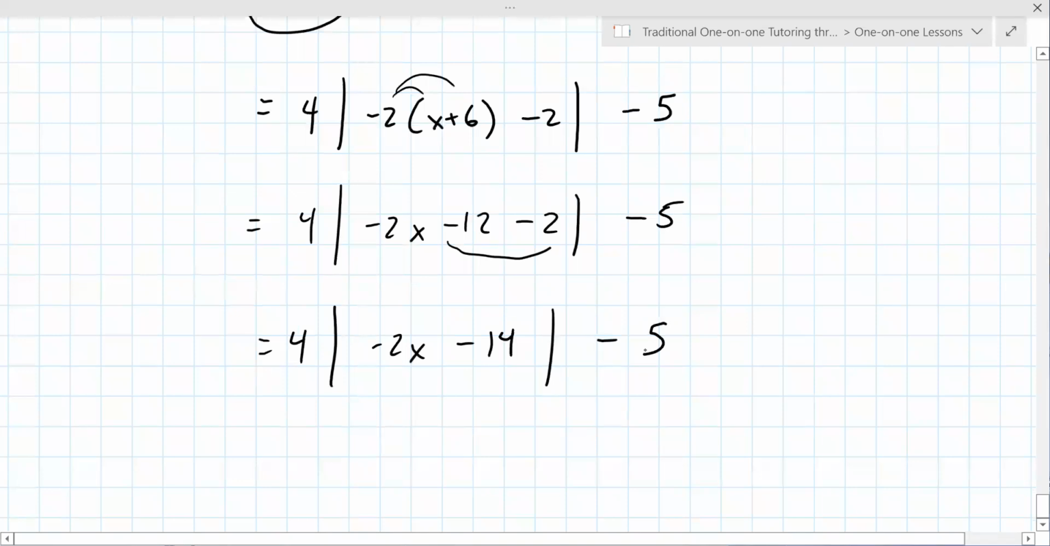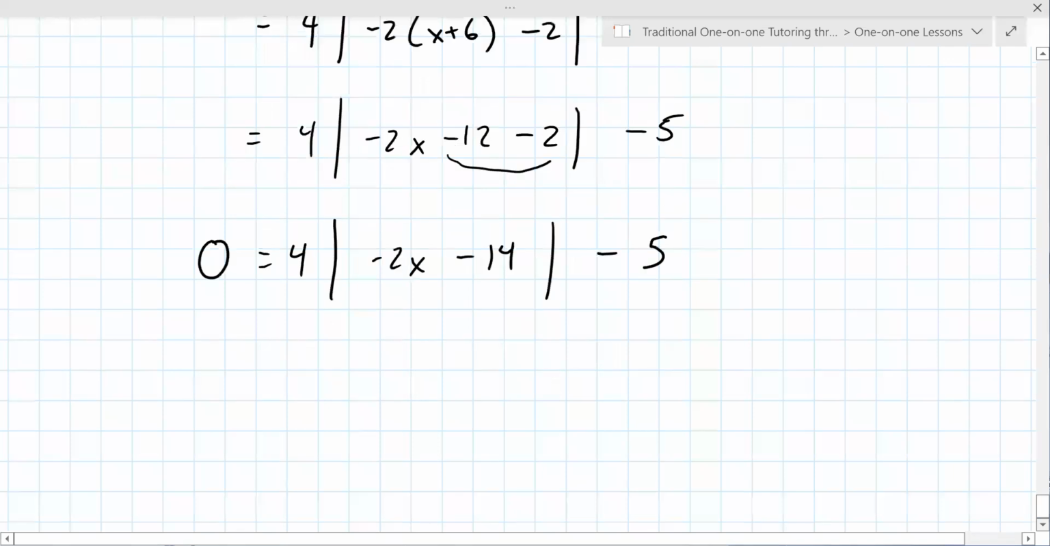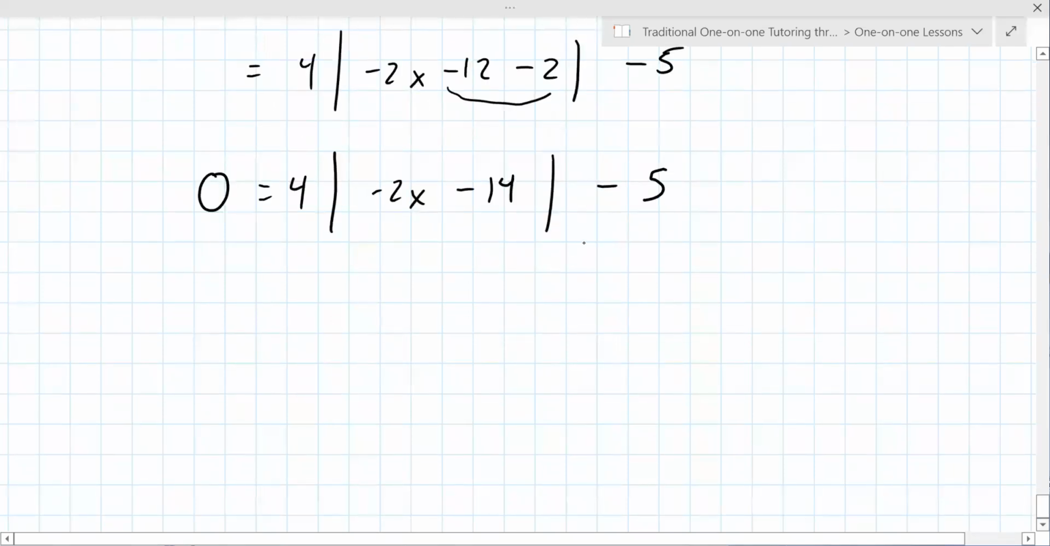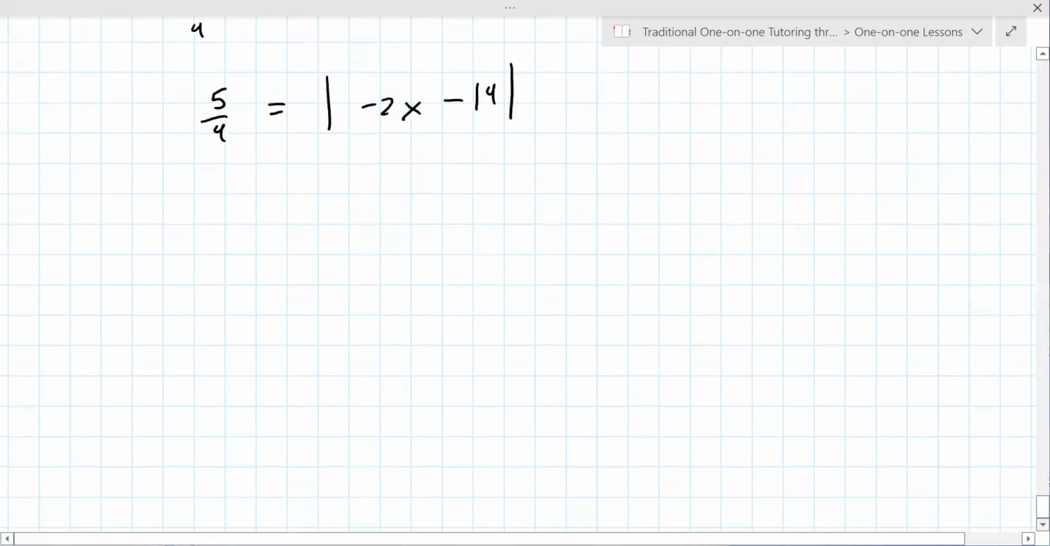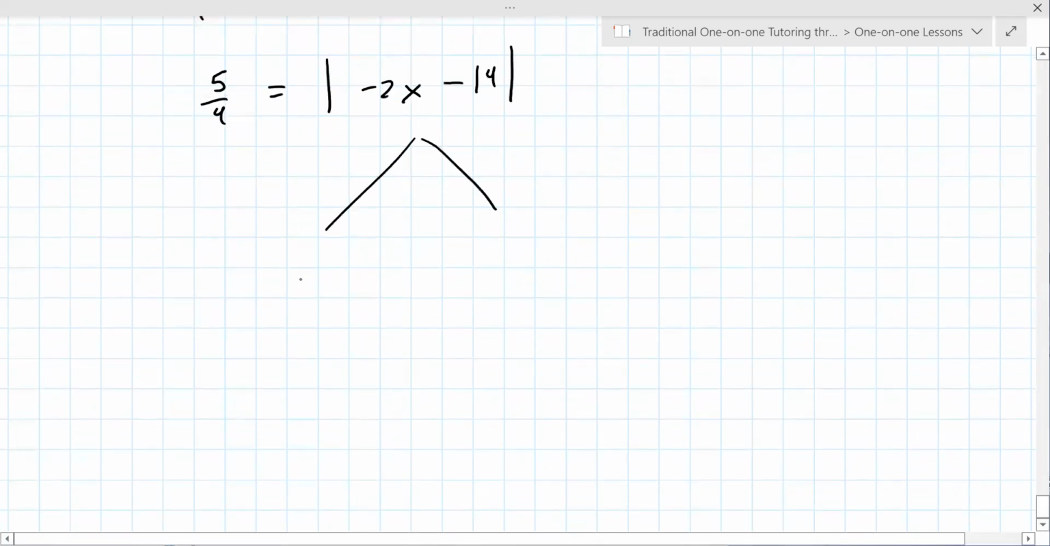Okay. And again, I could ask you to do the same thing. I could have you set this equal to 0. Okay. You would add 5 to both sides. You would divide by 4. So you'd have 5/4 equals absolute value negative 2x minus 14. And this is where it's exactly the same problem that we've been solving. So I'll help you out here. It's negative 2x minus 14 equals 5/4. Negative 2x minus 14 equals negative 5/4.